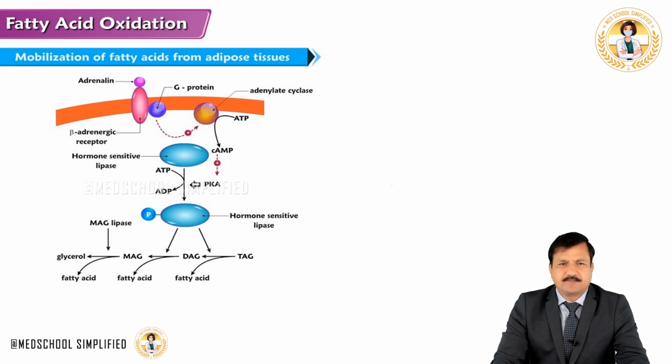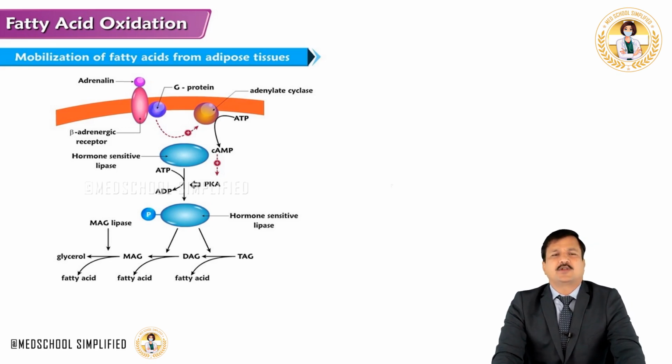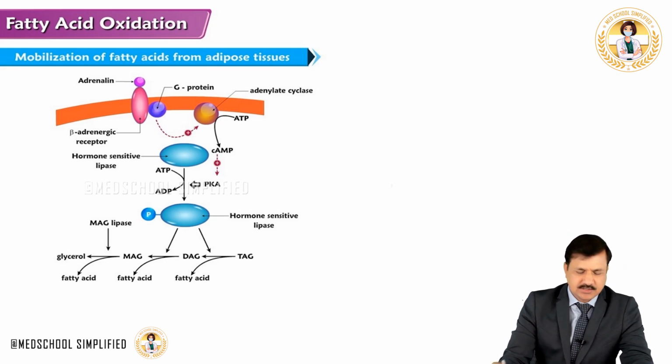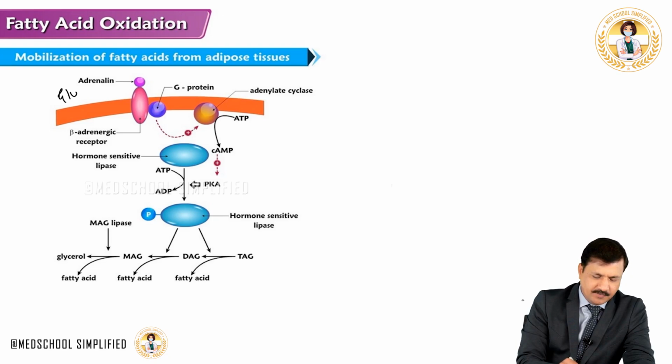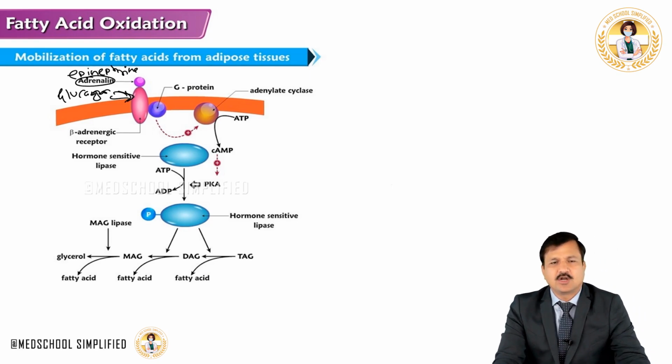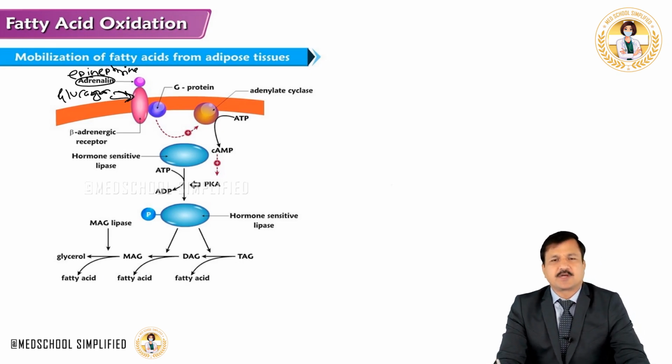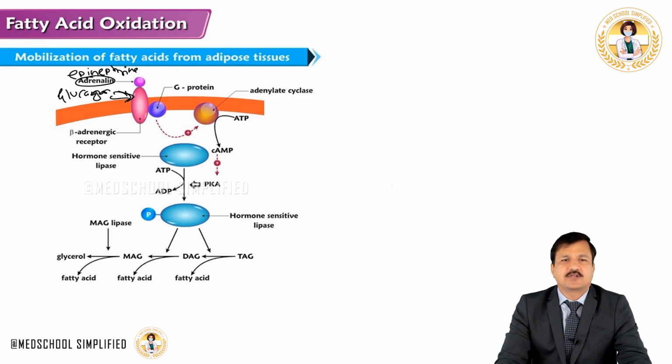So how is that done? Whenever we go into fasting condition or when the person is exercising, it can be either glucagon binding to glucagon receptor, or epinephrine binding to epinephrine receptor. So here in the figure, epinephrine is written as adrenaline, that's the older terminology. So glucagon binding to glucagon receptor, epinephrine binding to epinephrine receptor.